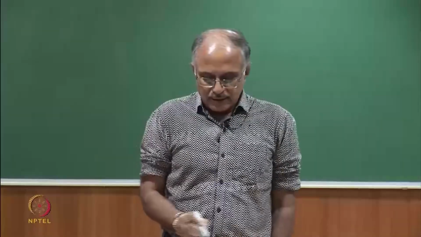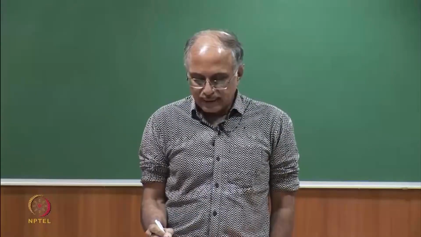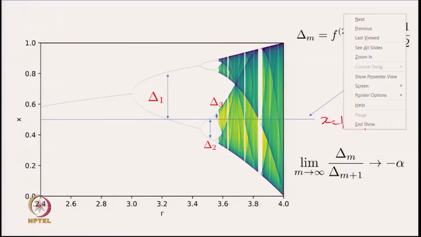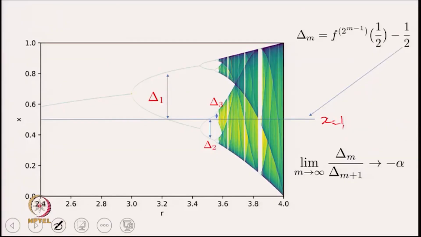Visually, here is the line x equal to a half, and when you superimpose it on the bifurcation diagram, you notice that this is the point where period 2 is superstable, that is the point where period 4 is superstable, then there is a point where period 8 is superstable, and so on. The quantity d 1 is the distance between the point half and its first iterate.